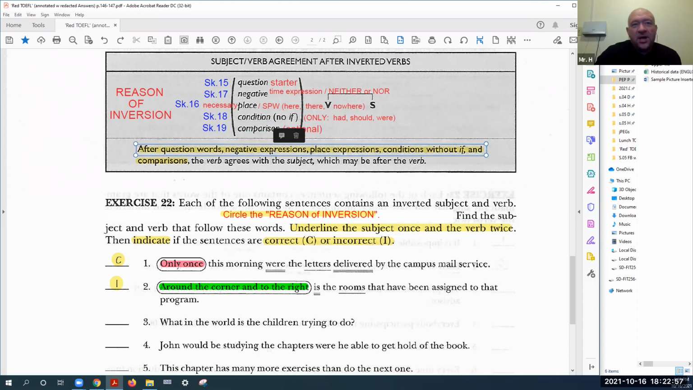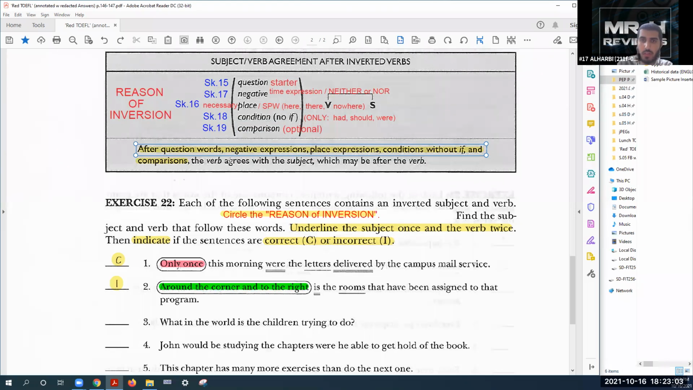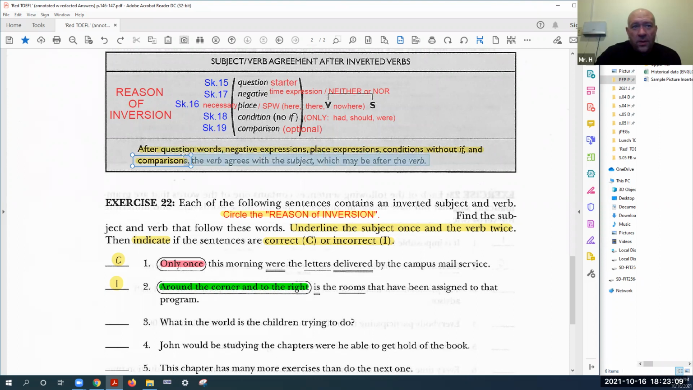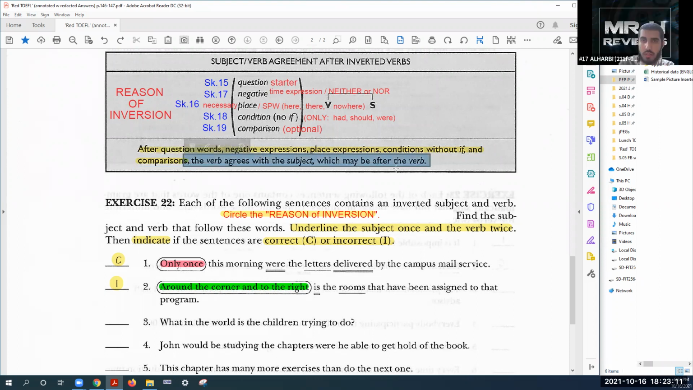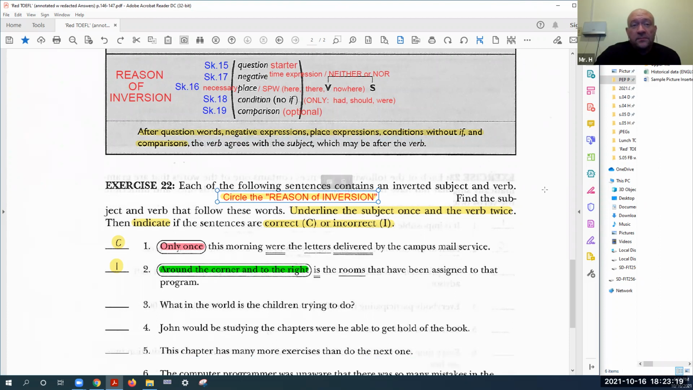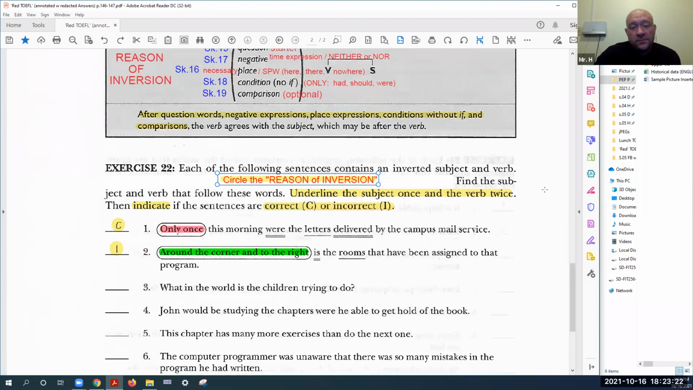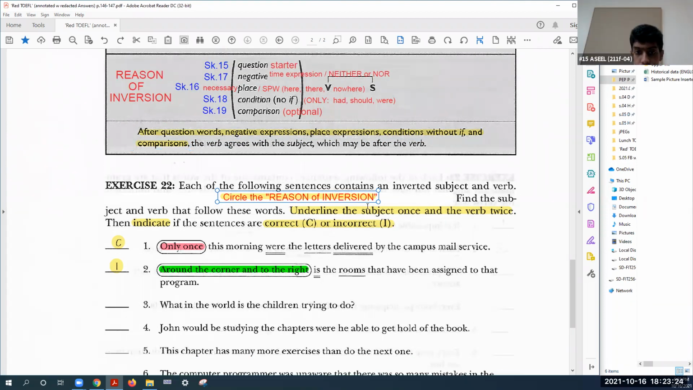Can you read this, Al Harbi? After question words, negative expressions, place expressions, conditions without if, and comparisons, the verb agrees with the subject, which may be after the verb. Very good. Okay. Asil, how do we do this exercise? Let's see. Circle the reason of inversion.